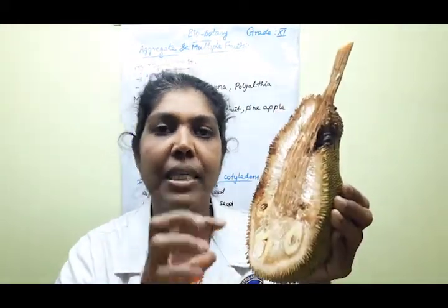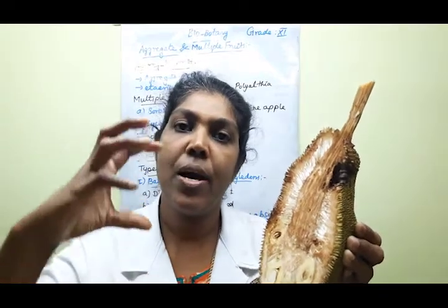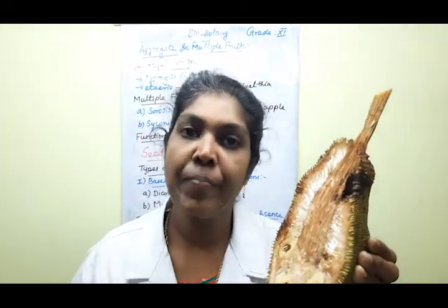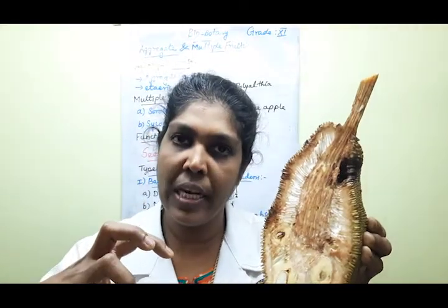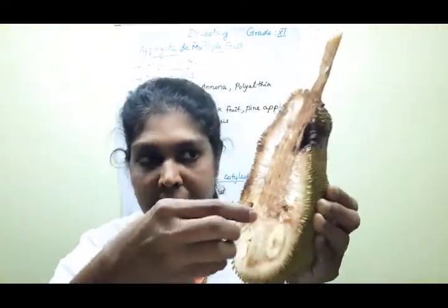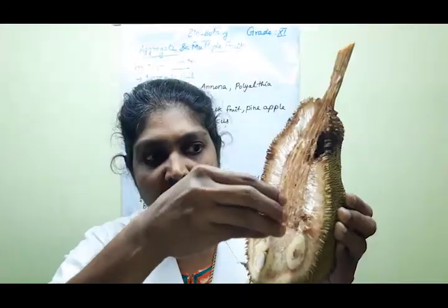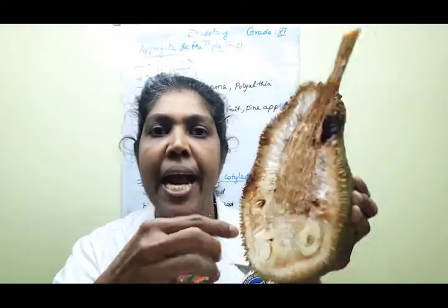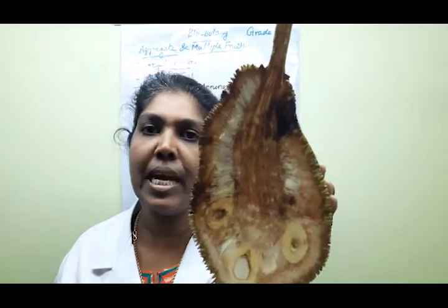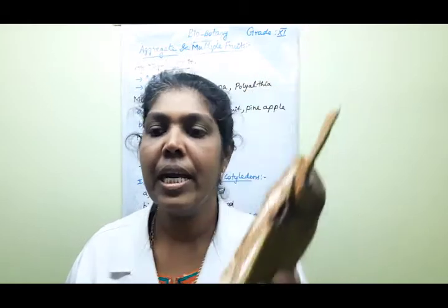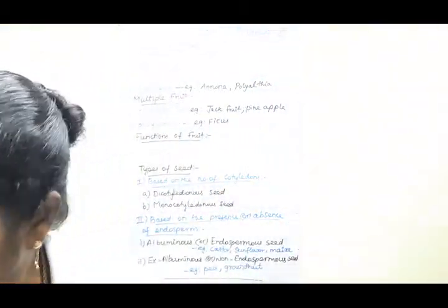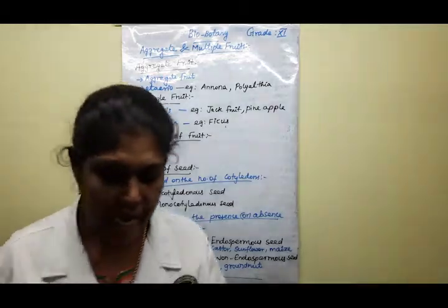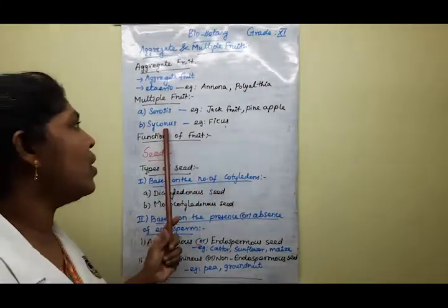Understood? So this is the flower's representation. There is a perianth, and all of you listen here. This perianth has one central axis. Around this central axis, the fleshy and juicy perianth is present. That's the nature of this perianth. Understood, children? So this is one of the good examples, jackfruit. Clear? Yes.